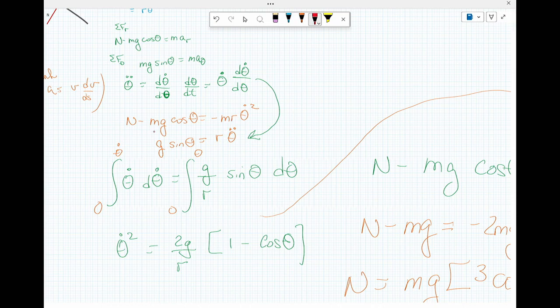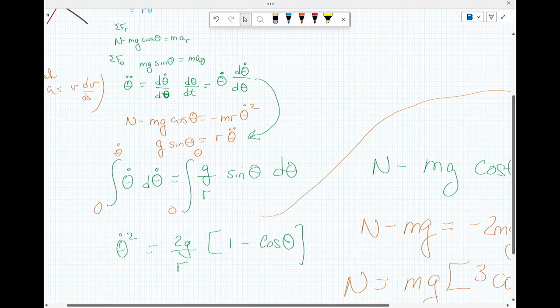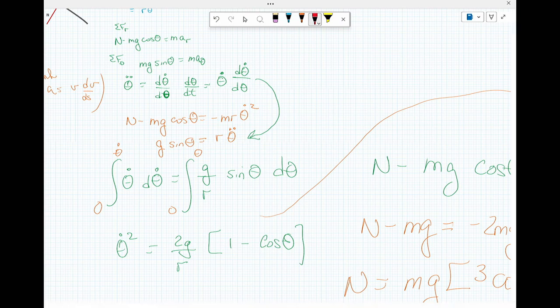Okay, so I substitute this in to get this relationship for r theta double dot. So what I've done really simply, and it's easier to write it, equals r theta dot, d theta dot, d theta.